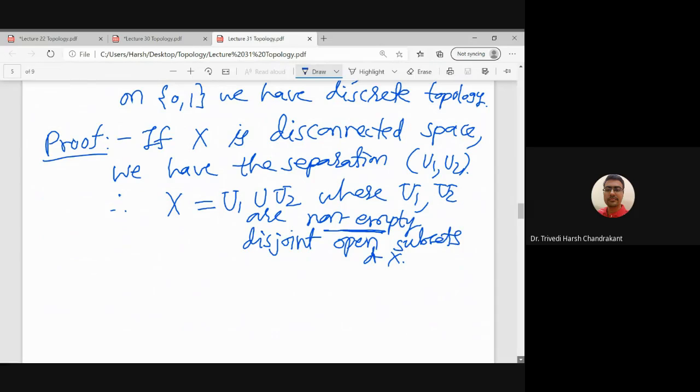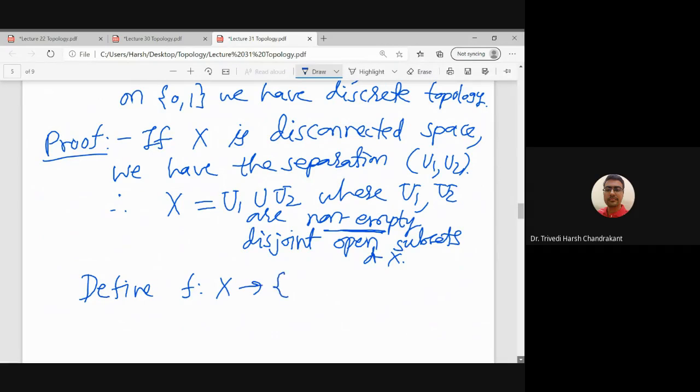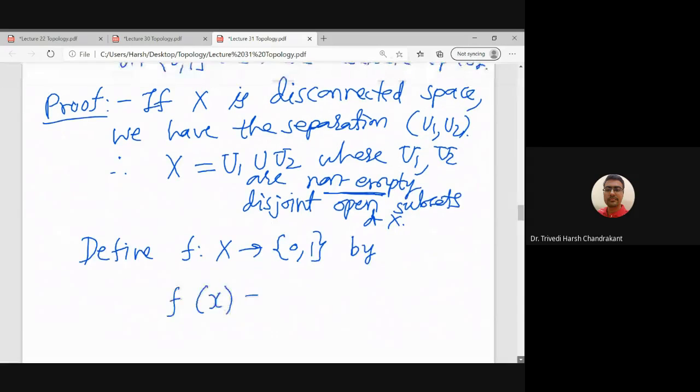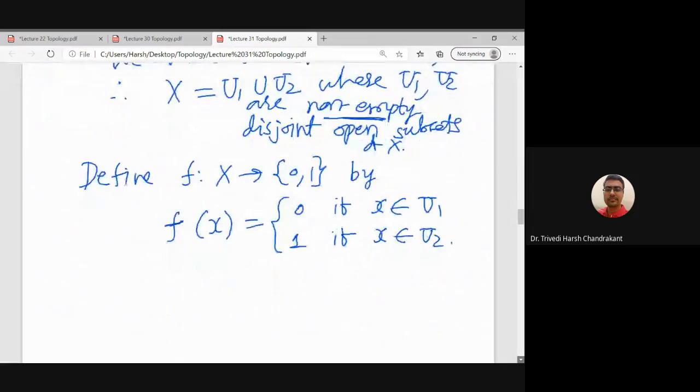So now we have a separation U1, U2. So define a function f from X to the binary digits {0, 1} by defining f(x) to be 0 if x belongs to one of the sets, let us say U1, and 1 if x belongs to the other set. If I define f in this way, the first thing I want to show is that f is a continuous function.